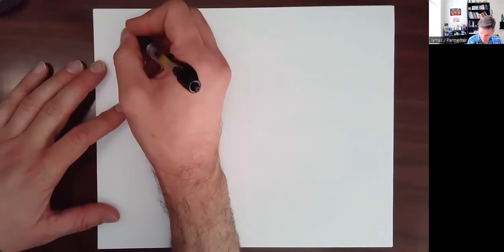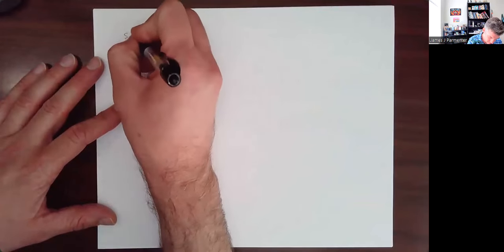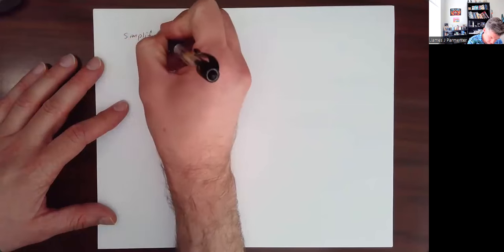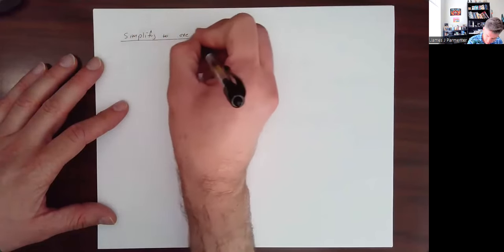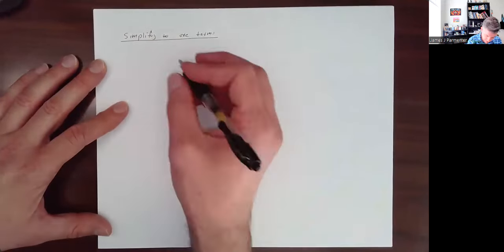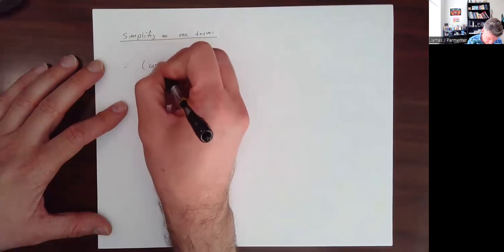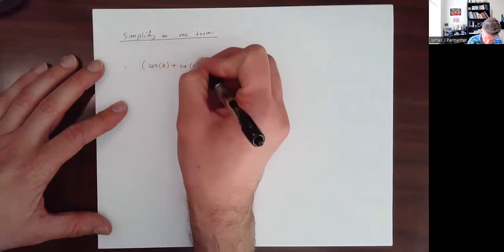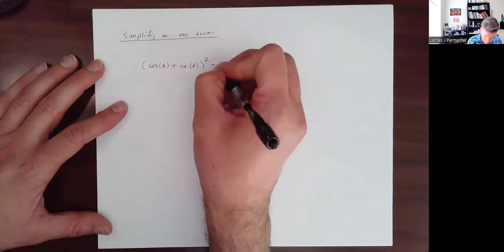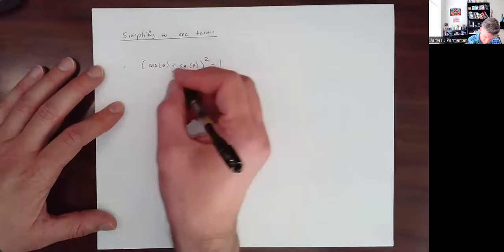So here's a couple trig identities. So again, we're going to simplify down to one term. Let's start with the following. Cosine of theta plus sine of theta squared minus 1. Okay, that looks bonkers. Let's multiply this out.